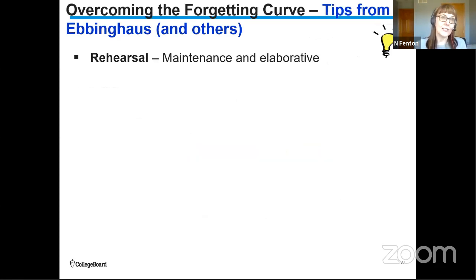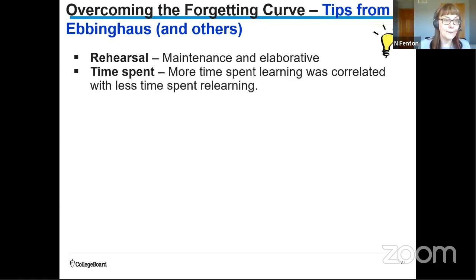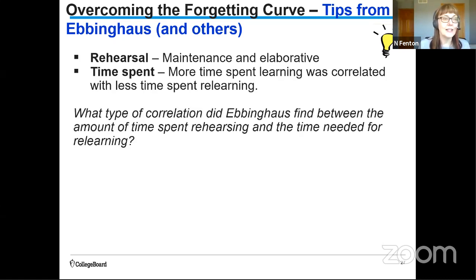So Ebbinghaus, as I mentioned, also studied how to overcome the forgetting curve. And it starts with rehearsal. Ebbinghaus found that the more times he practiced the nonsense syllables on day 1, the less time was required for him to relearn it on day 2. So that brings us also to time spent. The more actual minutes, hours you spend studying, he found that the more time spent learning was correlated with less time spent relearning. So if you look at that, what type of correlation did Ebbinghaus find between the amount of time spent rehearsing or learning and the time needed for relearning? What's the direction? And you can maybe estimate the strength of that relationship. Like if we were to graph it on a scatter plot, what would that come up with?